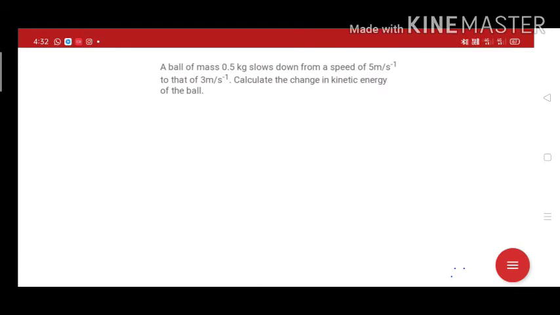A ball of mass 0.5 kg, that means mass is given, that is 0.5 kg, and that is equal to 1 by 2 or half kg, slows down from a speed of 5 meter per second to 3 meter per second. So here you can solve it in this way, that you first go for the initial kinetic energy and then go for the final kinetic energy by this 3 meter per second, and then you can subtract the final kinetic energy from the initial kinetic energy, or you can do it directly. How? I'm just showing you.